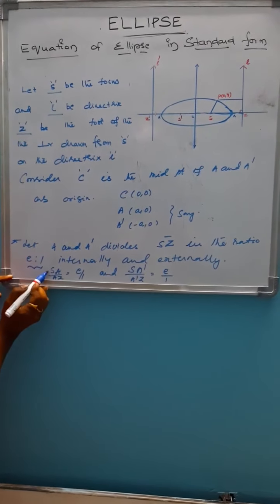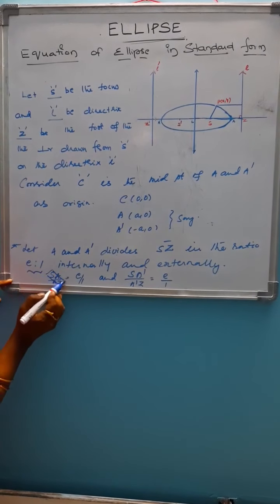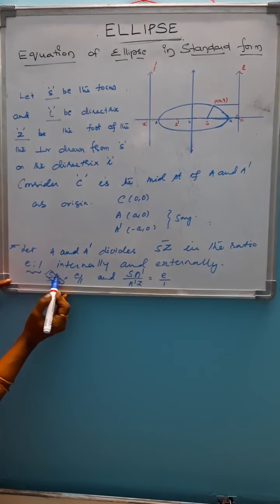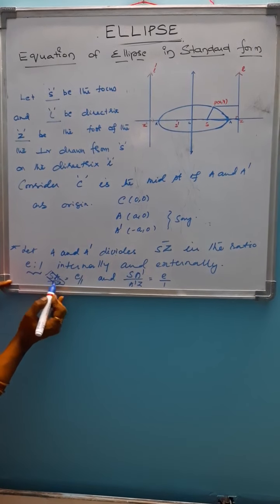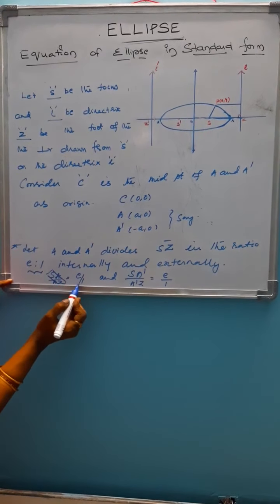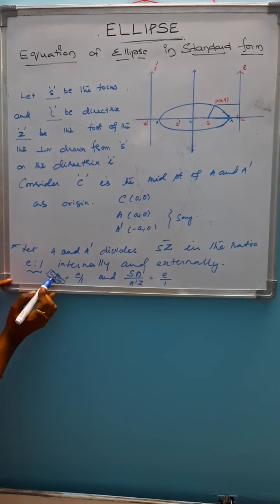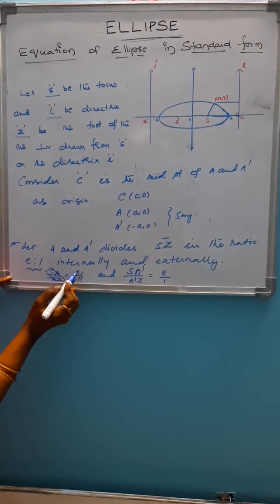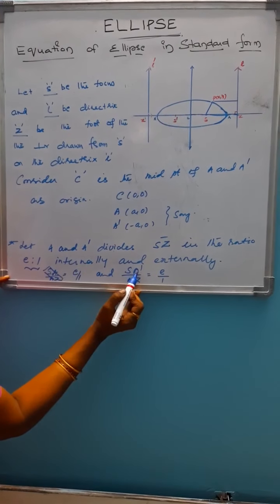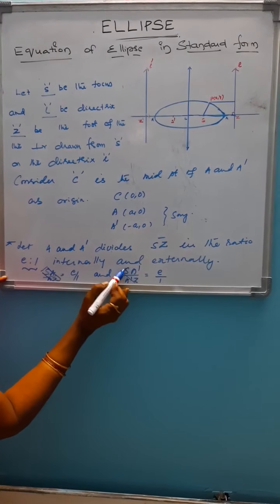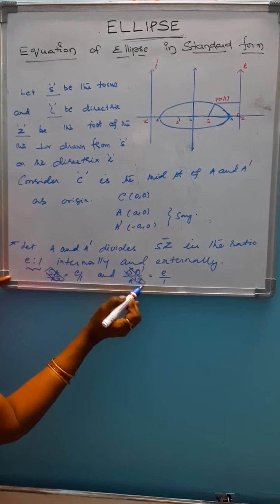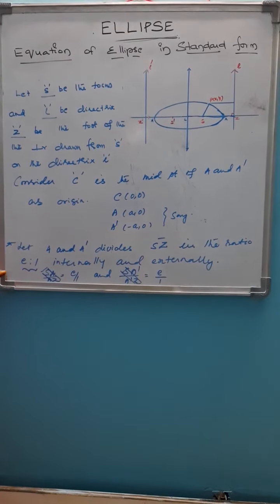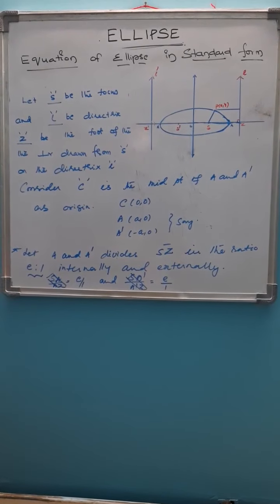Because here for recognition, A divides SZ in the ratio E is to 1. That is, the line segment SZ is divided by A in E is to 1. Similarly, A dash divides the line segment SZ externally in E is to 1 ratio. Very important note, these 2 points.